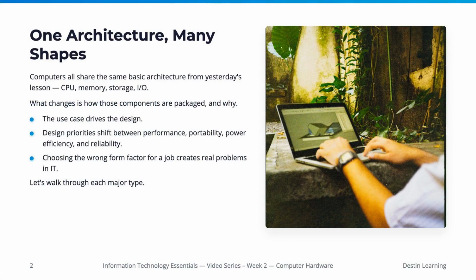Welcome to Chapter 2's deep dive into computer form factors. While all computers share the core hardware architecture of CPU, memory, storage, and I/O, how those components are packaged depends entirely on the use case.